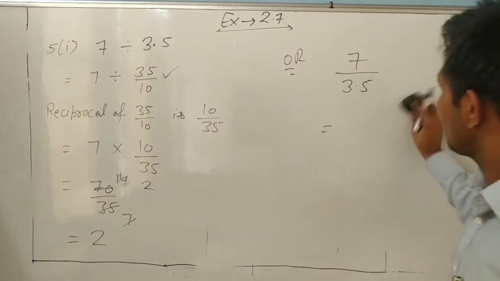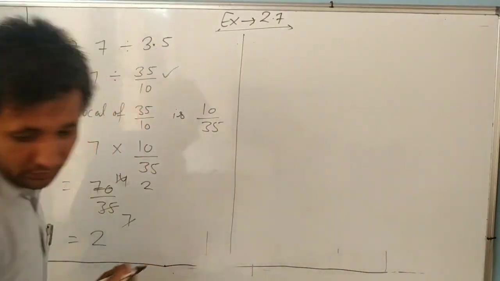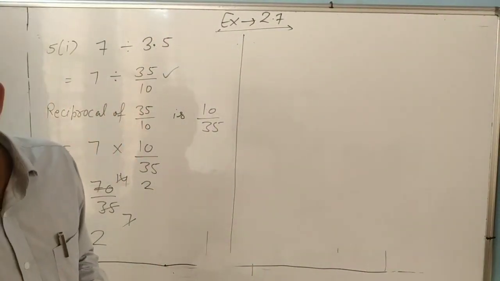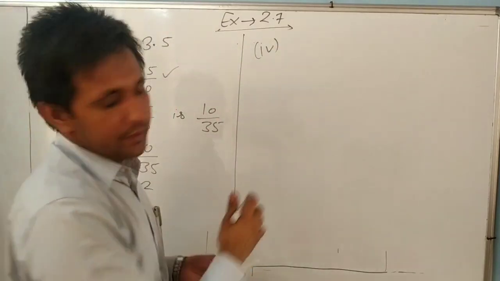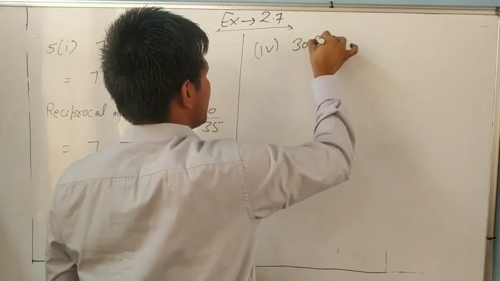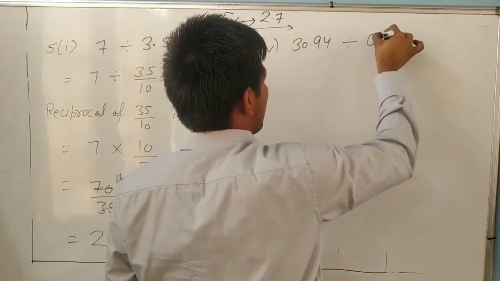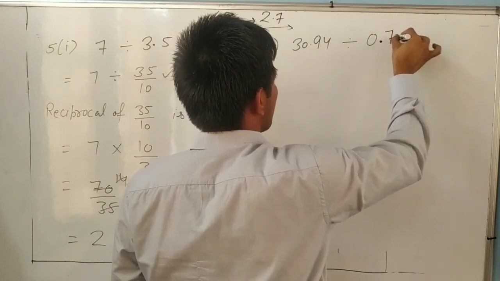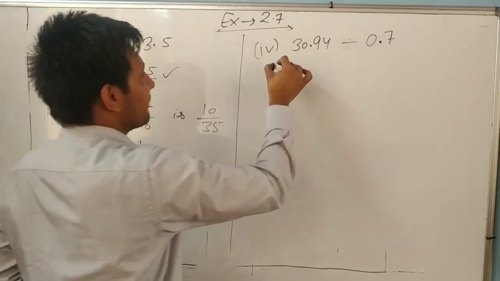Okay. Next is one more part, which is the fourth part. 30.94 divide by 0.7. Divide it. So first we will remove the decimal.